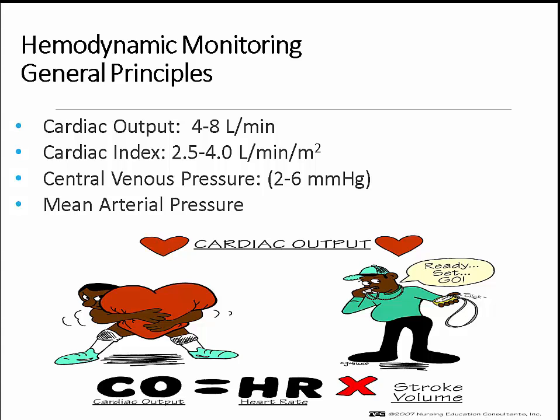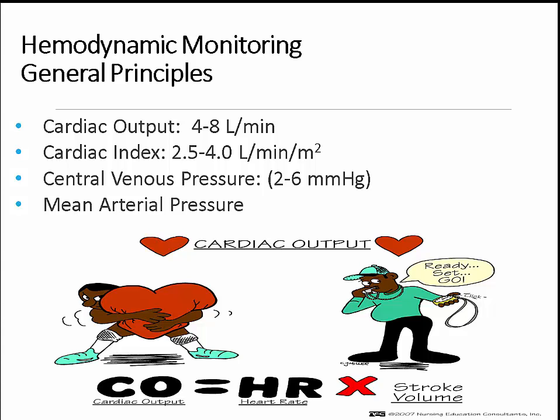Cardiac output is the volume of blood pumped by the heart in 1 minute. Think of it as the amount of blood leaving the left ventricle every minute, which is important for adequate tissue perfusion. Cardiac output is heart rate times stroke volume. Now, the cardiac index is the cardiac output adjusted for body size. It is a more precise measurement of the efficacy of the pumping action of the heart than cardiac output.